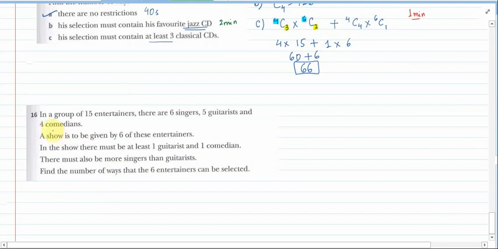It says, in a group of 15 entertainers, there are 6 singers, 5 guitarists, and 4 comedians. A show is to be given by 6 of these entertainers. In the show, there must be at least 1 guitarist and 1 comedian. There must also be more singers than guitarists. Find the number of ways that the 6 entertainers can be selected. Alright, so you need to define your selection, which contains 6 entertainers out of 15 entertainers.